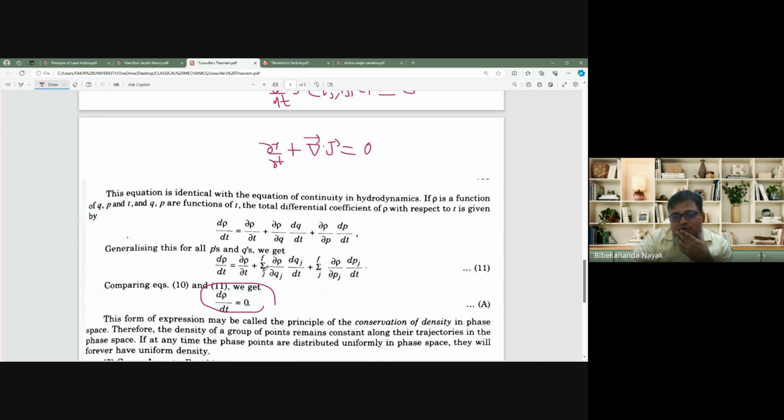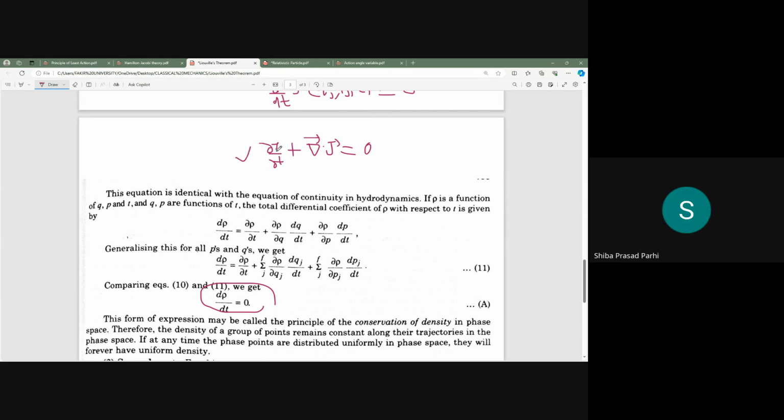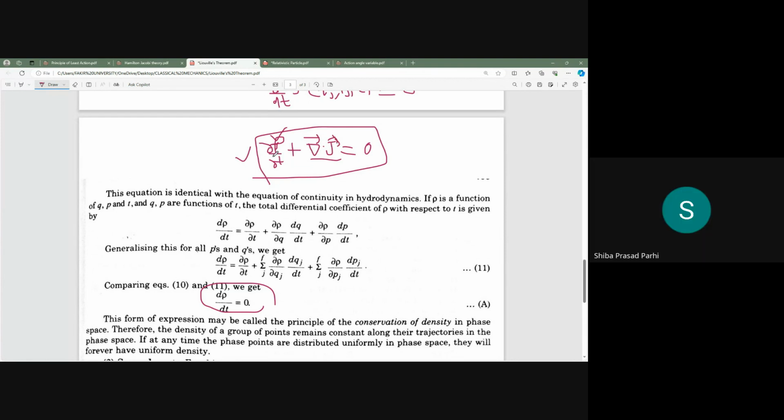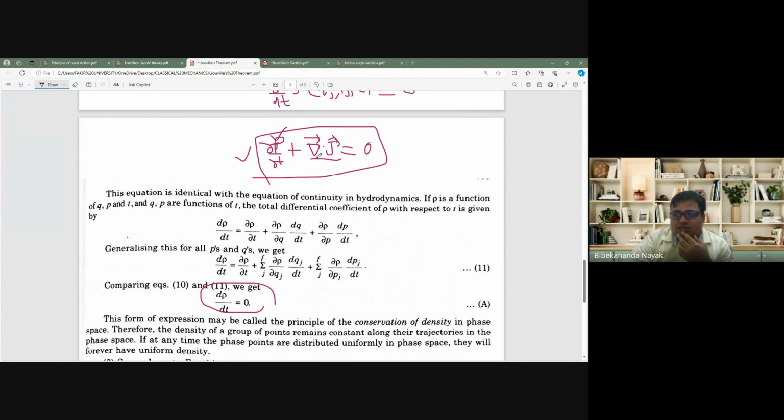When we assume position-momentum space, the phase space density is a constant. Not exactly the continuity equation, but when we consider a fluid flowing in classical or quantum mechanics or fluid dynamics, the equation is known as the continuity equation: ∂ρ/∂t plus ∇·j is equal to 0. Here we are not considering the j part. Here we only consider the phase space, so ∂ρ/∂t is 0. But for a fluid, ρ is the density and j is the current density; for charge, we call it charge density and current density J.